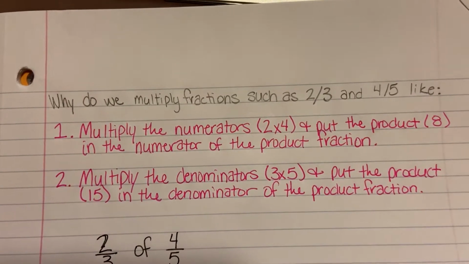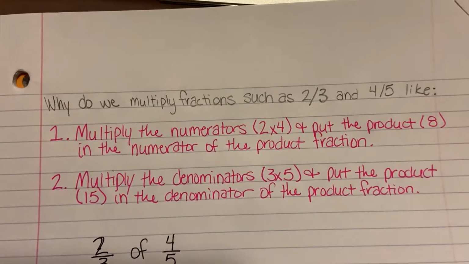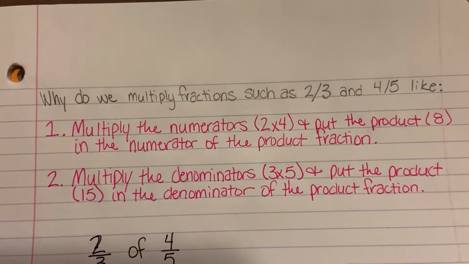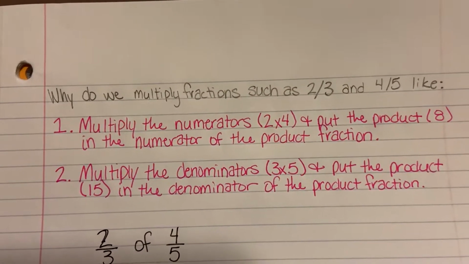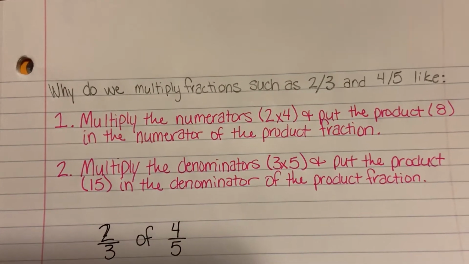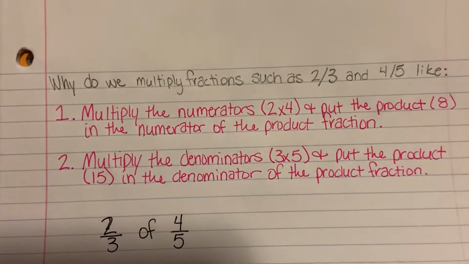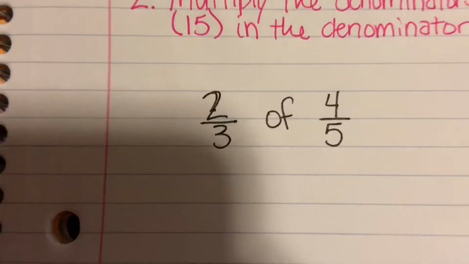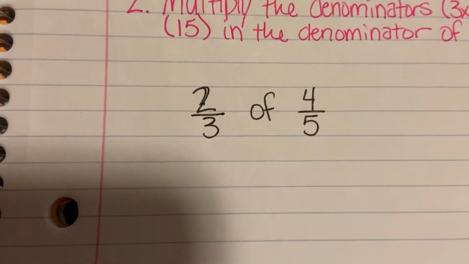Why do we multiply fractions such as 2/3 and 4/5 like this? Multiply the numerators, 2 times 4, and put the product 8 in the numerator of the product fraction, and then multiply the denominators, 3 times 5, and put the product 15 in the denominator of the product fraction. To begin, I think of 2/3 times 4/5 as 2/3 of 4/5.